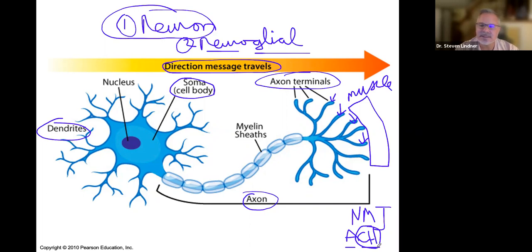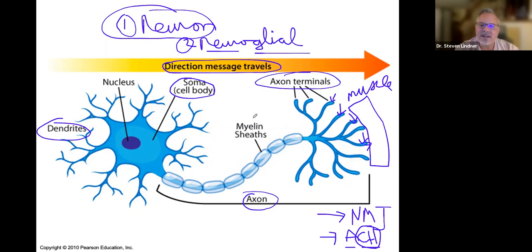Acetylcholine. So we have dendrites, the cell body, the axon, and at the very end of the axon are the axon terminals, and at the end of them we have these end bulbs that contain neurotransmitters. If we're talking about the junction between the nerve and the muscle, we call that the neuromuscular junction, and the neurotransmitter that is released to have influence over the muscle's contraction is called acetylcholine.